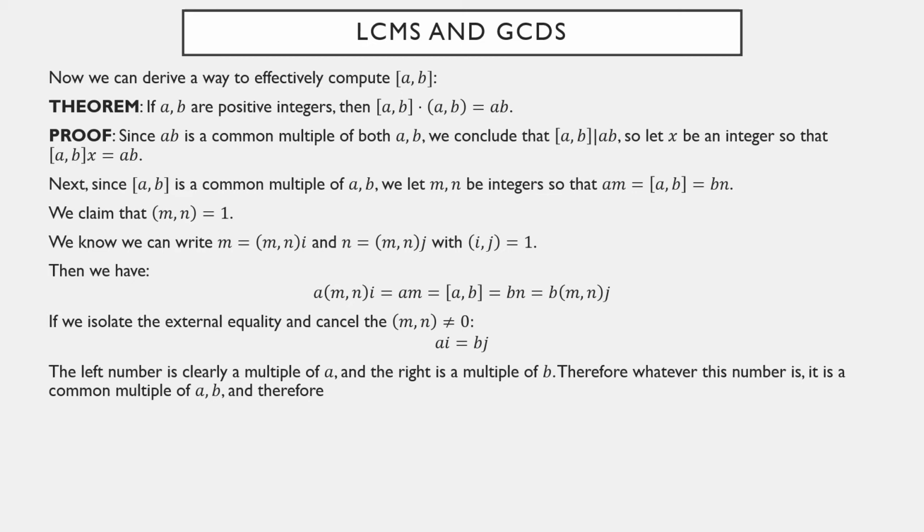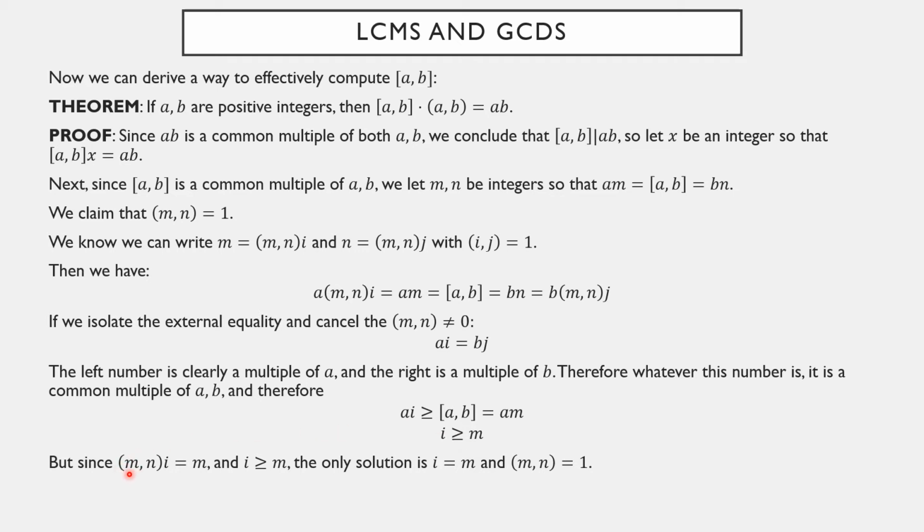Now the left is definitely a multiple of A, it's A times i. The right is definitely a multiple of B, it's B times j. So whatever this single number is, they're equal to each other. It's a multiple of A and it's also a multiple of B. So whatever that number is, it's a common multiple of A and B. If it's a common multiple of A and B, and everything on the board here is positive, it's at least as large as the smallest common multiple of A and B. But the smallest common multiple of A and B we wrote as A times m. So A times i is bigger than or equal to A times m. In other words, i is bigger than or equal to m.